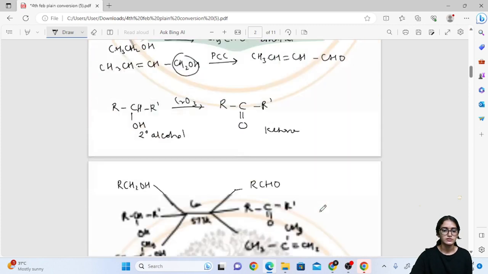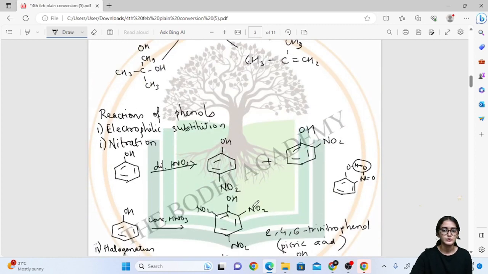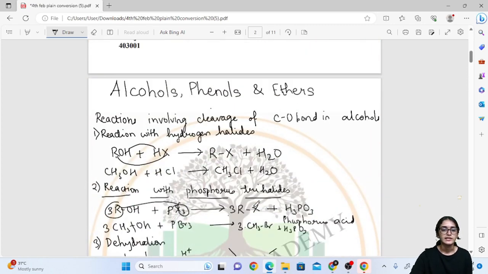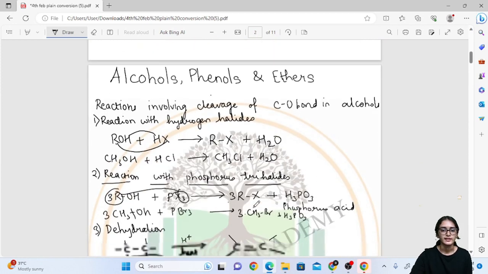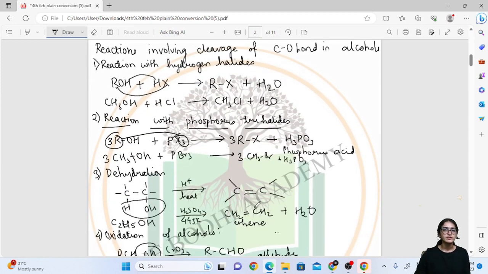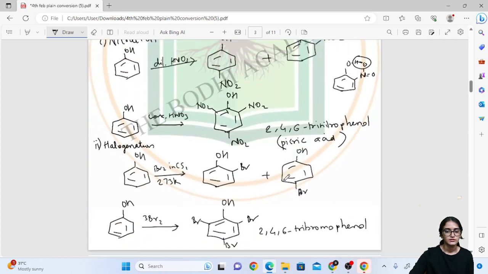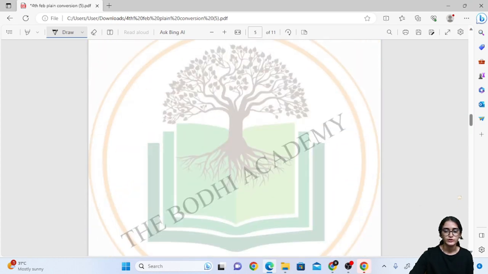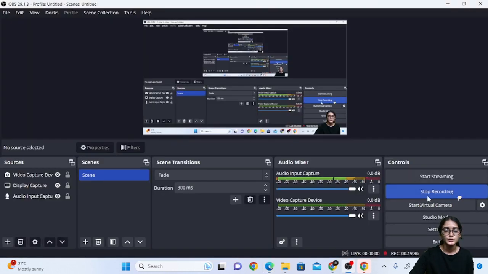So this is about these reactions. We have seen electrophilic substitution reactions and the cleavage of C-O bond in alcohols. Now we are left only with ethers. So the ether part we will do in the next part, and all the preparations, physical properties and chemical reactions, all we are going to do in the same part. So this is enough. Thank you for watching this video, and the ethers part we will do next time.